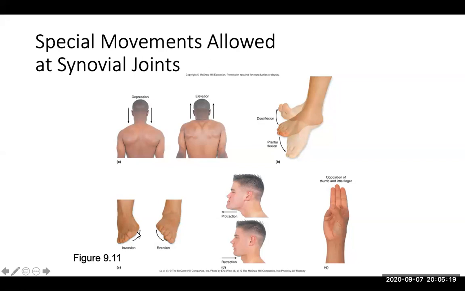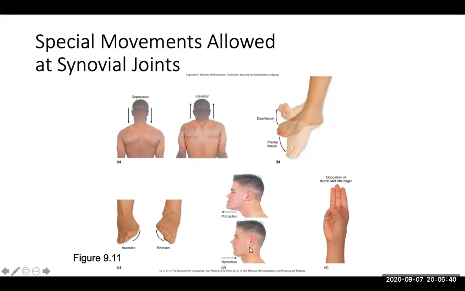Inversion would be curling the toes towards the center. Eversion would be moving the ankle out towards the side. Dorsiflexion and plantar flexion: dorsiflexion is pulling your toes to your nose, and plantar flexion is planting your foot down as if you're taking a big, strong step.